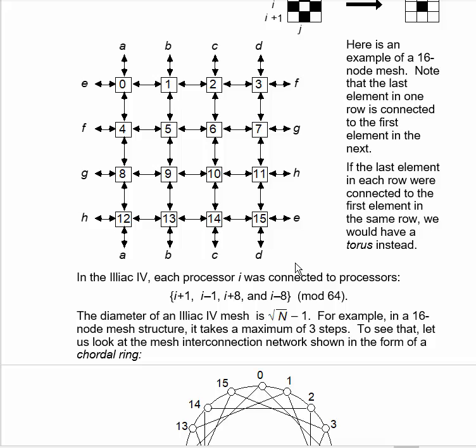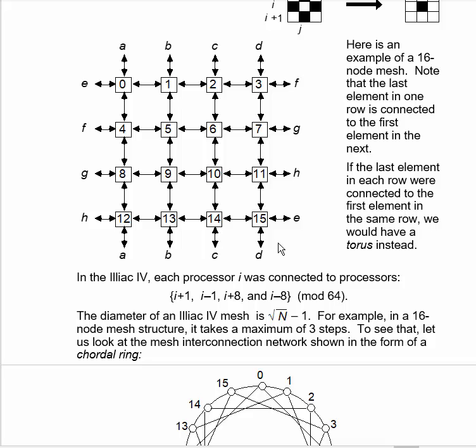Each processor was connected to processors i plus 1 and i minus 1. You can see that right here. 3 is connected to 2 and end-around 3 is connected to 4. And it was also connected to processors i plus 8 and i minus 8. And here, for example, this one is connected to processors i plus 4 and i minus 4. And that's because we're showing a 16-element mesh instead of a 64-element mesh. The Illiac IV used a 64-element mesh.